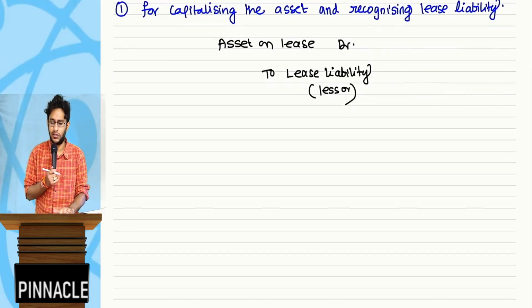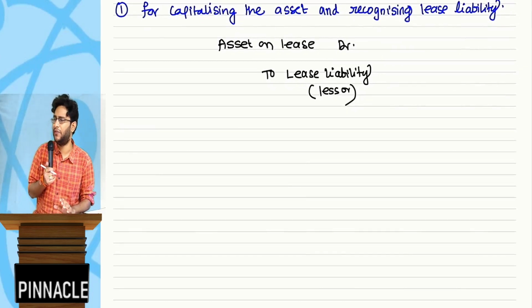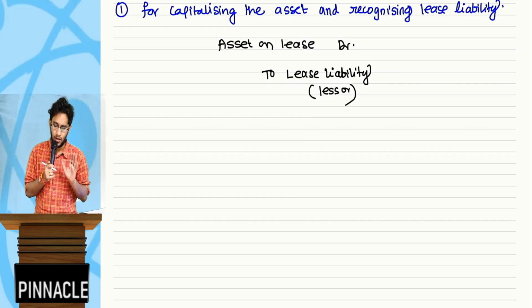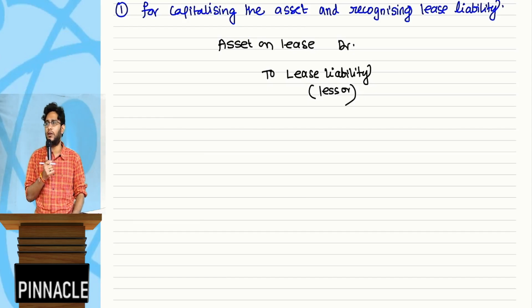Sir, what is the logic of this entry? This entry you can understand in different ways. First basic thought: when you buy an asset for cash, what is the entry? Asset to bank. You bought the asset on credit: asset account payable to vendor or creditor. You can think of that entry. Only thing is, the vendor is not getting a single payment, but I have to make installment payments over a period of time. Like that you can remember this.